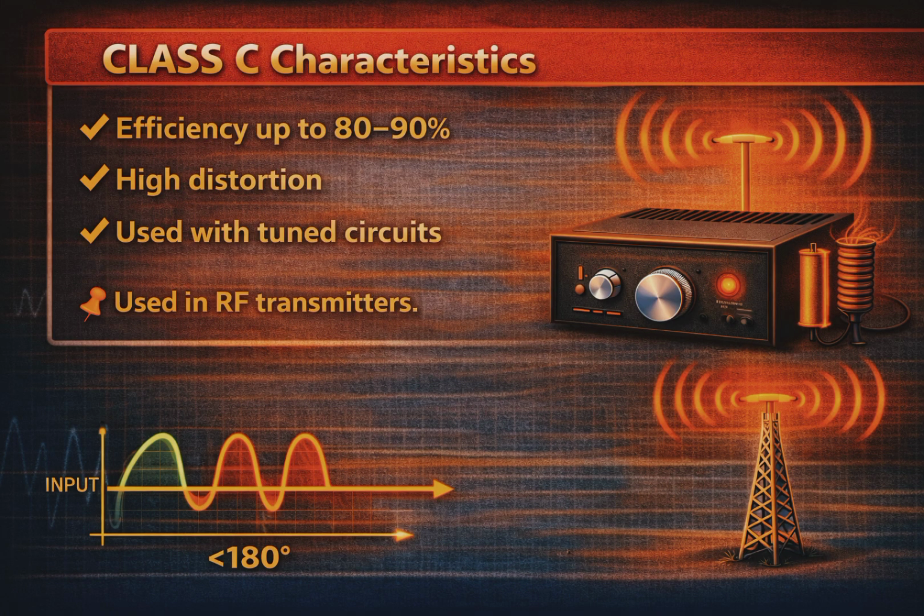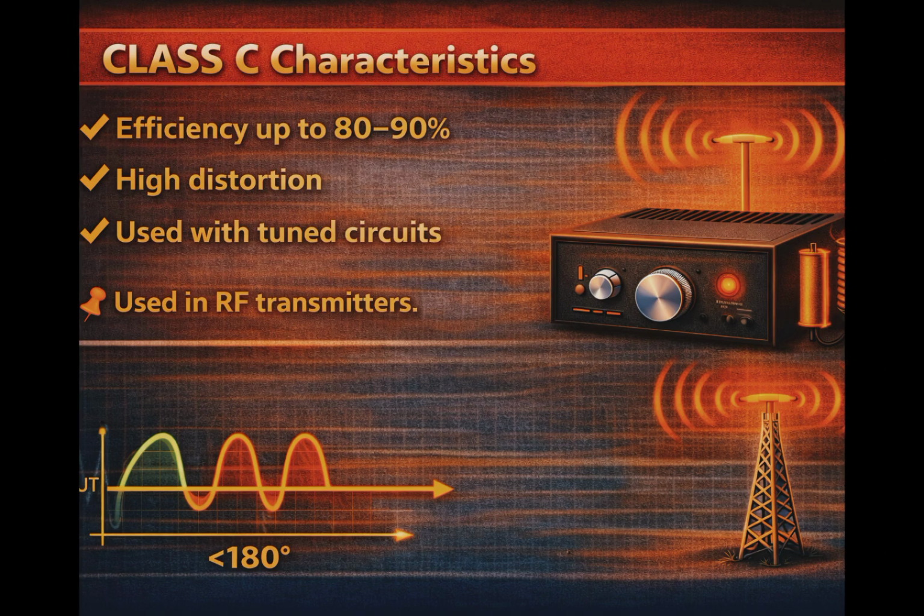Class C characteristics. Class C amplifiers can reach efficiency levels of 80 to 90%. However, due to their high distortion, they are not suitable for audio applications. Instead, they are used with tuned circuits such as LC resonance circuits that restore the waveform. Because of this, Class C amplifiers are commonly used in radio frequency transmitters and RF communication systems.